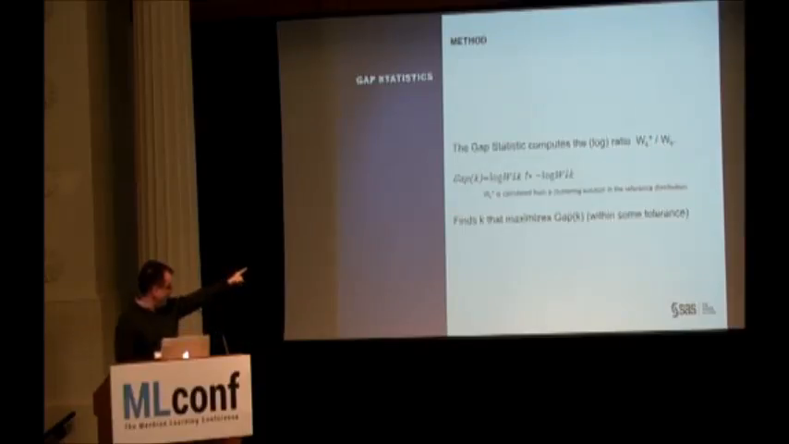And how do you find that W star k? With CCC, you have a closed form expression, that heuristic. With the gap, you actually do Monte Carlo simulation. So you actually sample. You get your bounding box, and you sample a data set and run a clustering solution, and see what residual sum of squares you get for that, and that's your W star.